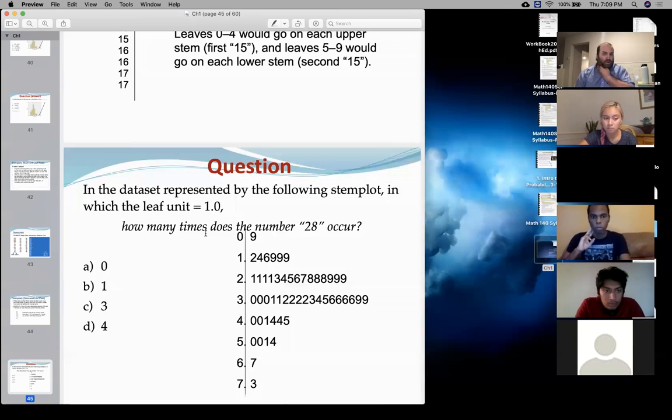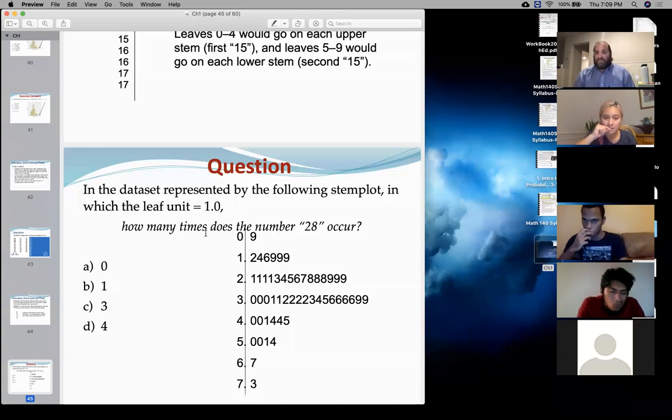0.9. What is the next smallest number that occurs? 1.2, and then? 1.4, 1.6, and so on. And then 1.9, 1.9, 1.9.